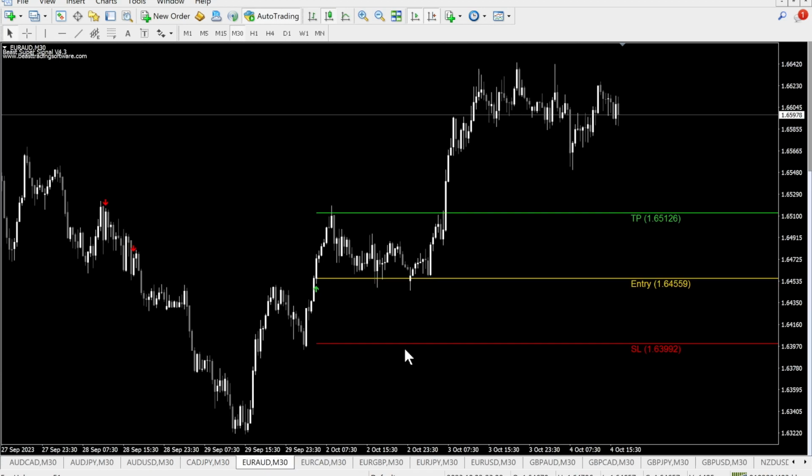On to Euro, Australian dollar. Looking back to last week, we had two fantastic sell signals. Then here we had a buy signal. This was, I think, the end of last week. We had a buy signal as well, where it's straight to take profits. So on this pair, things have been really good.